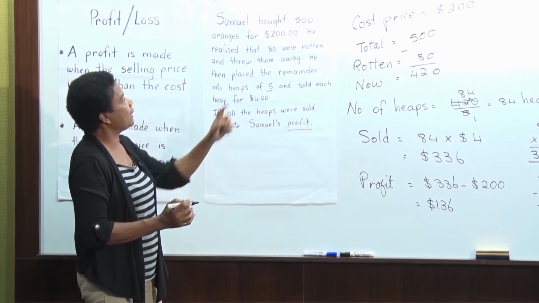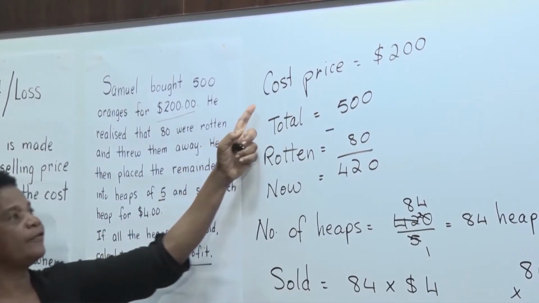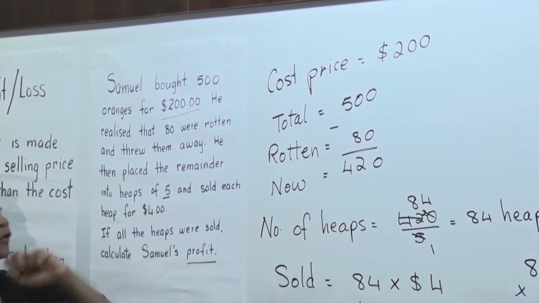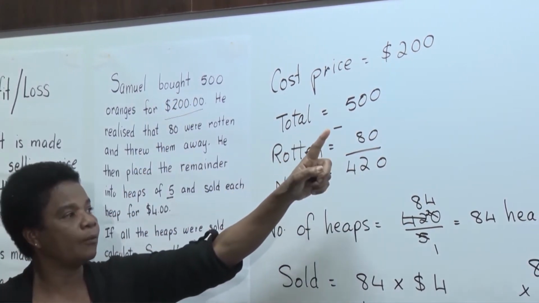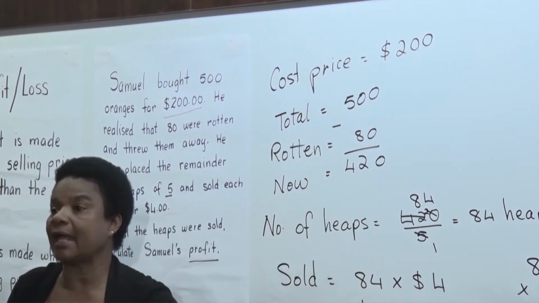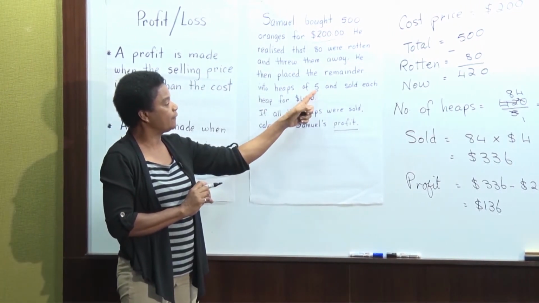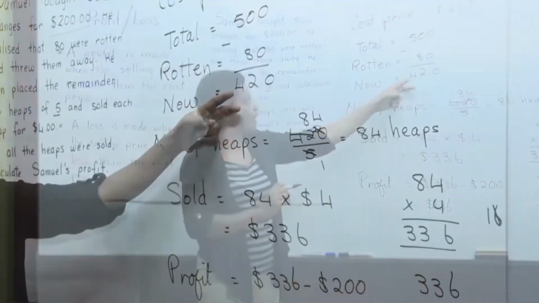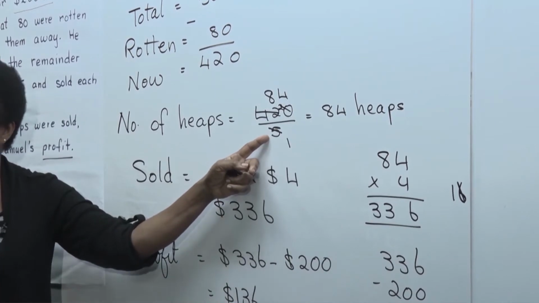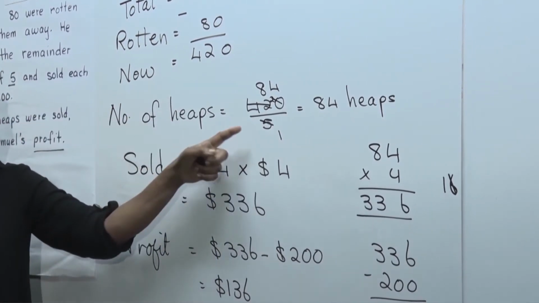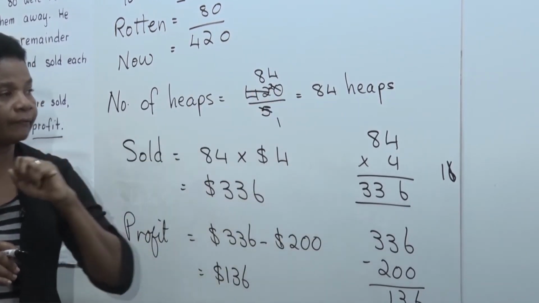Let's go through the steps once more. The first thing we must realize is that if he bought the oranges for $200, that $200 represents our cost price. Of the 500 oranges, 80 were rotten, so he threw them away and was left with 420. The sum further states he placed them into heaps of 5. So he was taking 5 out every time and putting them in a heap, repeatedly subtracting 5, and you know that repeated subtraction is division. When we divide by 5, we get 84 heaps.